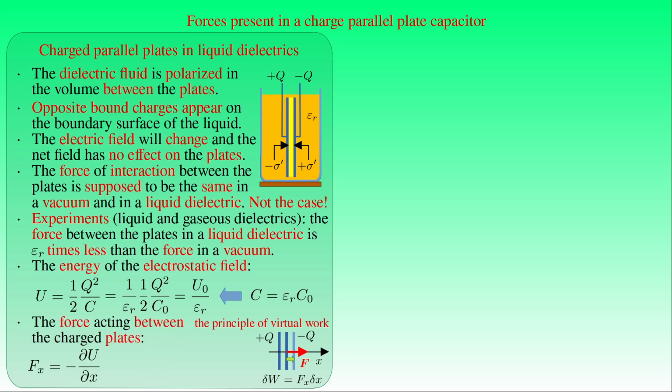Then we can write the force F acting in the x direction perpendicular to the plates as the negative partial derivative of the energy U of the field with respect to the distance x. By substituting the expression for the energy U of the electric field into this equation, we obtain the equation stating that the force F acting in the x direction between the plates is epsilon r times less than the force F0 acting in the x direction between them in a vacuum. This explanation only holds for liquid dielectrics.